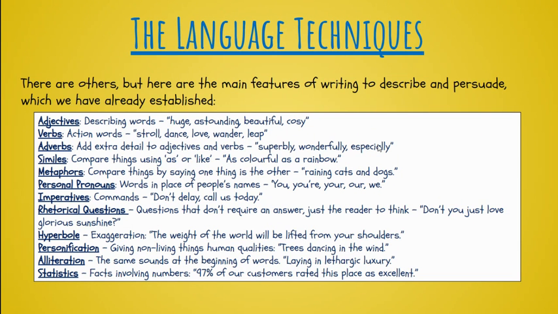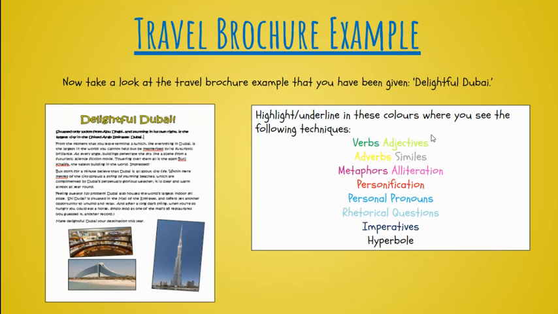So here are some of the language techniques that we've looked at. And there's a description of each one for you to read. Now, the first task you're going to do today is to read the text Delightful Dubai. And you're going to be finding the features. Now, we've done this lots of times before, remember? You just highlight the features. And there will be a chili challenge with this, so try to challenge yourself.